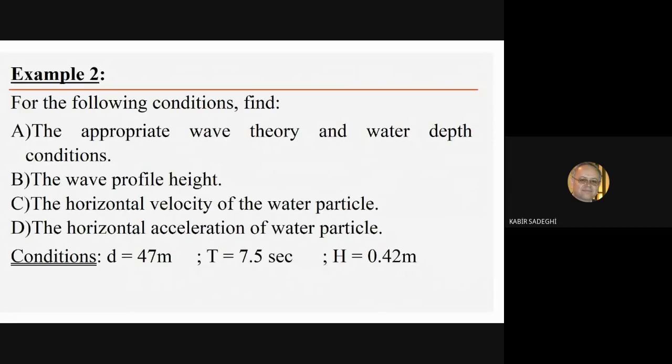Why? Because you saw that in the table of Airy, we had three columns. One was for shallow water, the other for transitional water, and the last one for deep water. Therefore, you should know what the water depth condition is and which theory is appropriate for our case. And then at part B, the wave profile height, eta, we should calculate that. At part C, the horizontal velocity of the water particle. At part D, the horizontal acceleration of the water particle.